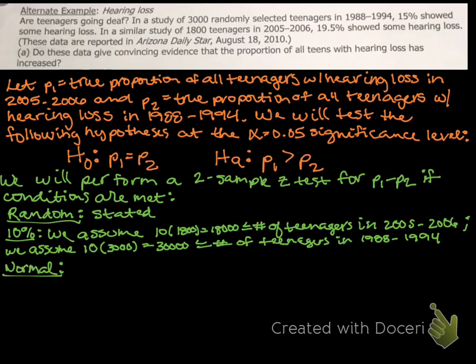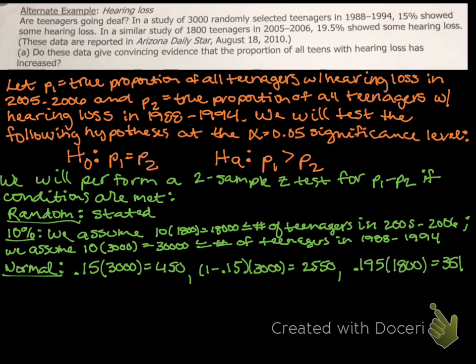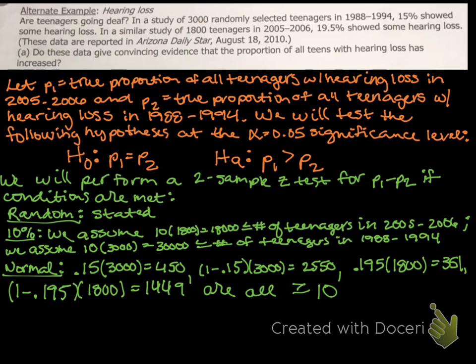Okay, normal. 0.15 times 3,000 is 450. 1 minus 0.15 times 3,000 is 2,550. 0.195 times 1,800 is 351. 1 minus 0.195 times 1,800 is 1,449. Okay, and they're all greater than or equal to 10.